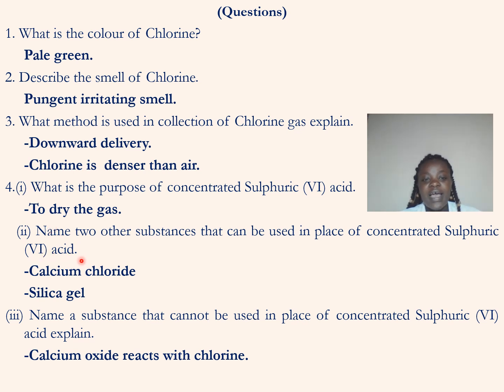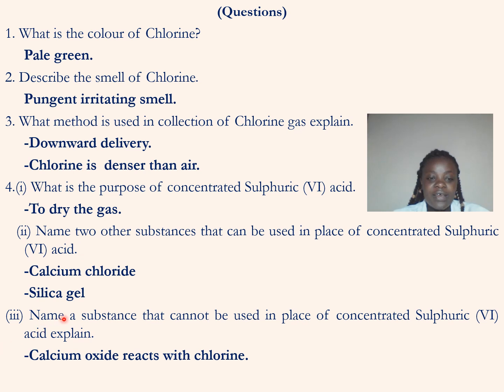Roman 2 of that question asks us to name 2 other substances that can be used in place of sulfuric acid. So in short, we are being told to give two other drying agents of chlorine. So the two other drying agents are calcium chloride and silica gel. So we have three drying agents of chlorine. So we have concentrated sulfuric acid, we have calcium chloride, and also we have silica gel.